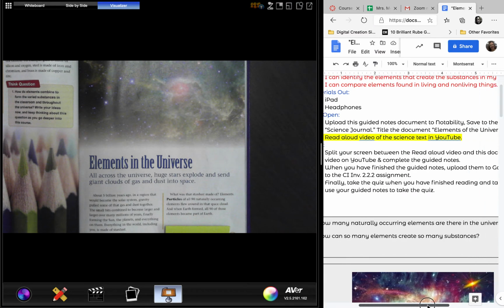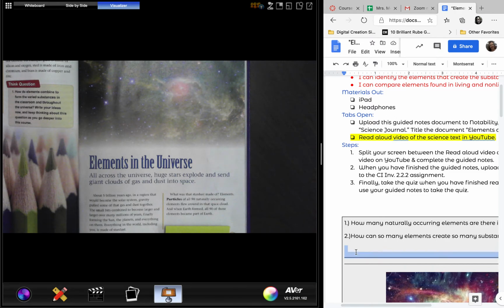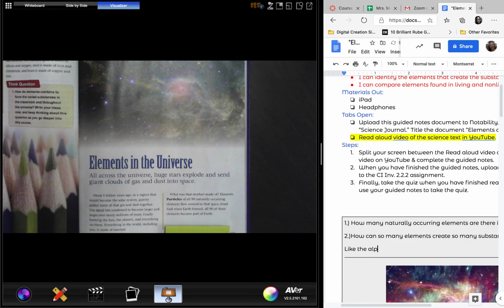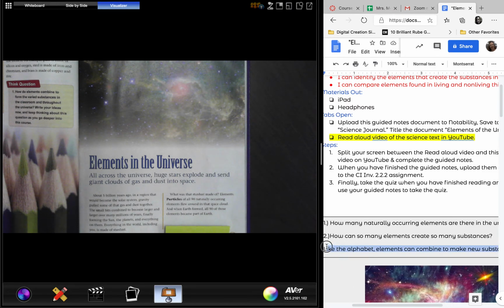How can so many elements create so many substances? Well, we learned from the caption, actually, that like the alphabet, elements can combine to make new substances. Just like letters of the alphabet can recombine to make new words in the English language.